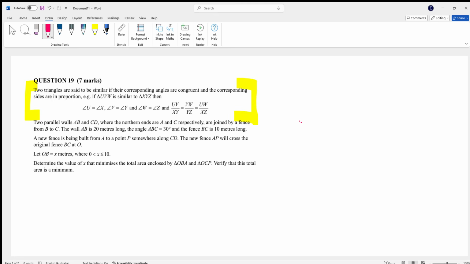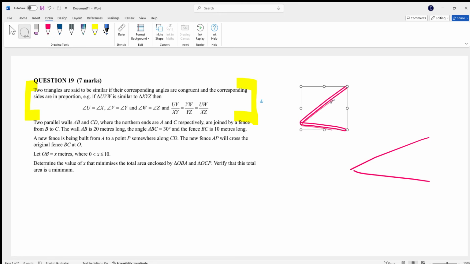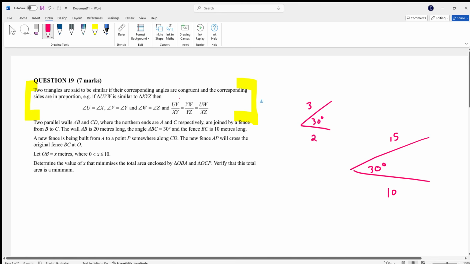So for example, if we have a triangle like this, let's just make two little triangles. One will make significantly smaller. Say this is 3, and let's say this is 2, and let's say that's 30 degrees. That's 30 degrees, that's 15, and that's 10. These two triangles would be similar because there's a factor of 5 between each of the sides and they have the same angle. That is basically what they're trying to say here in terms of the ratio.